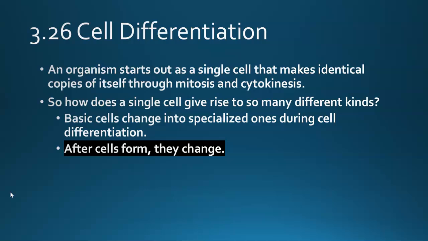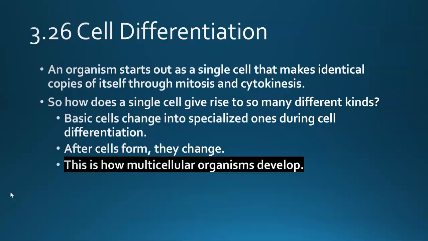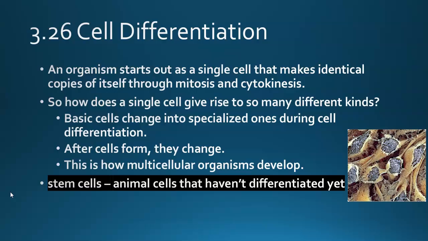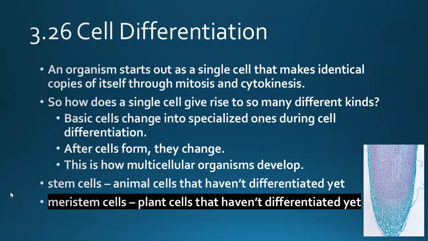After cells form, in other words, after they go through cytokinesis and you get your two new daughter cells, they change. That's how multicellular organisms develop. Stem cells, you've all heard of stem cells, I'm sure, are animal cells that haven't differentiated yet. So all of those cells going through mitosis, they're producing identical daughter cells, and those are what we call stem cells. They haven't changed yet. They're all identical to the original zygote.